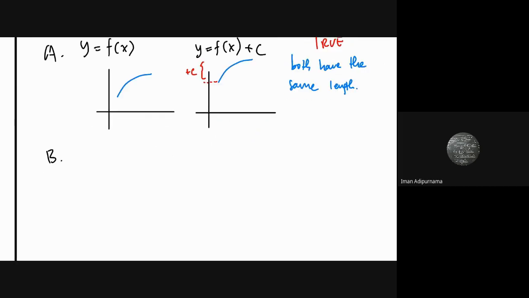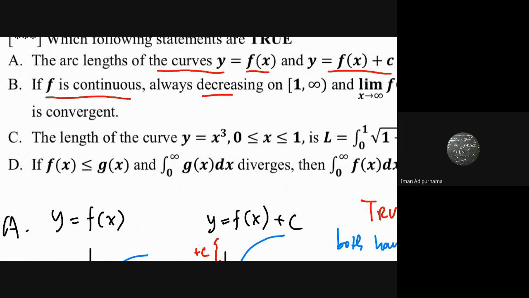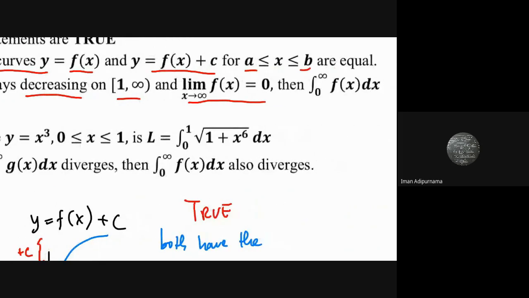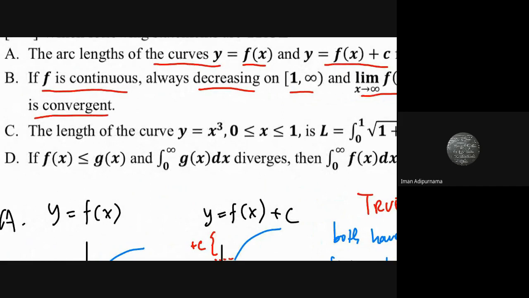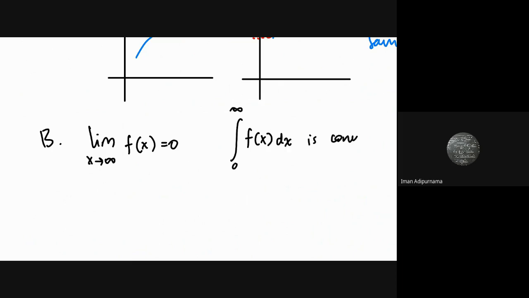But we need to check the other answers as well. We need to check B. B is: if the function is continuous and decreasing from 1 to infinity, and the limit is equal to 0, then the integral is convergent. Is it true or not? Let me write what we have. The limit as x approaches infinity of f of x is 0, and f is continuous and decreasing from 1 to infinity. We say that the integral is convergent.